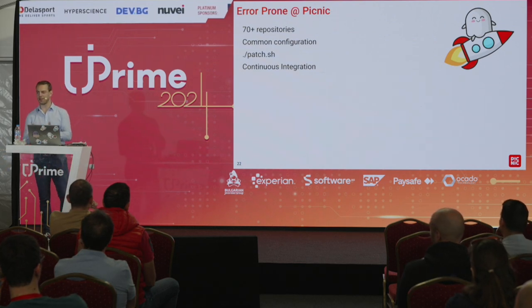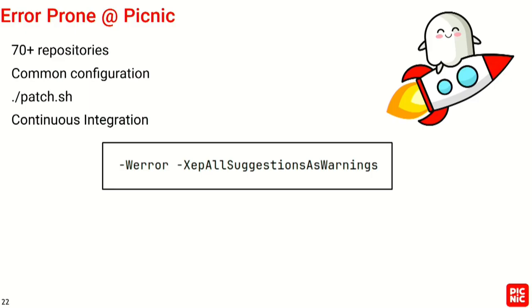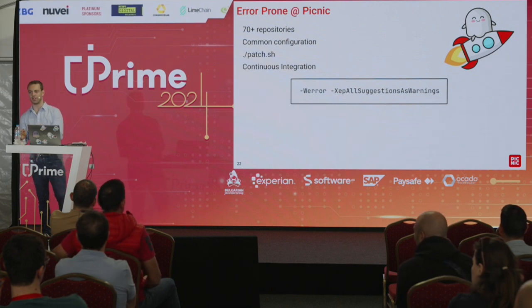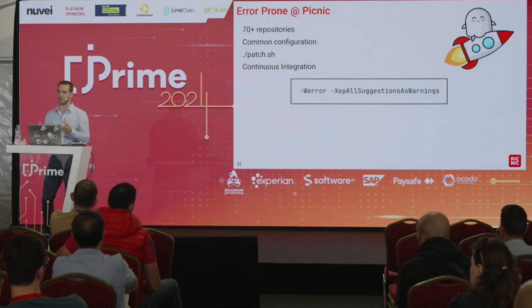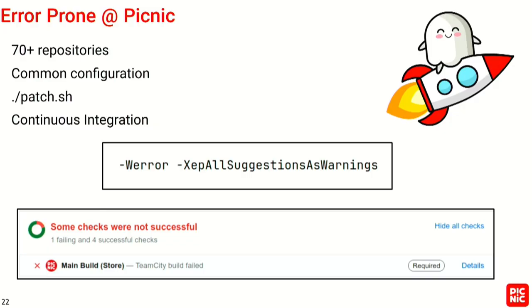Let's say you forget to run this, then our CI will, of course, do some extra checking. One more thing, how we configured it is that we add two flags, -Werror and all suggestions as warnings, which means that even the slightest violation, either an error, warning, or suggestion, will fail the build. So it's not possible to merge a pull request if there is a violation. The CI runs a Maven clean install, and there is a violation of one of the bug patterns, which means that you cannot merge it. You need to check it out, run the patch script, and then you have to commit the changes yourself.